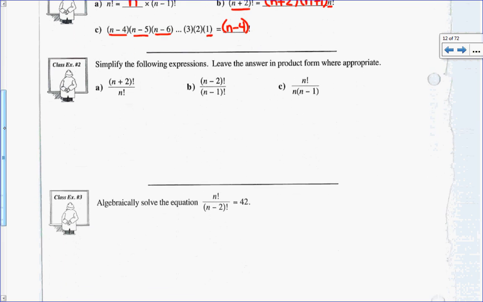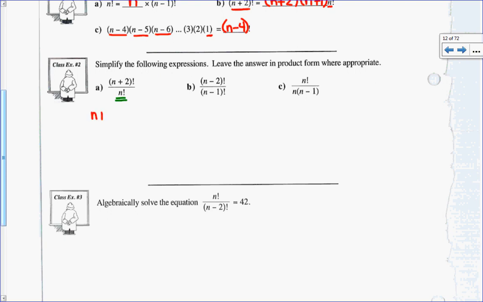Okay, so class example number 2, we have to simplify some expressions that involve n factorials and leave the answer in product form wherever we can. It's the same rule of thumb as before. We're going to expand our numerator and keep expanding it until it matches our denominator. Once it does, we'll have values that can cancel out in the numerator and denominator, and we'll be left with our answer.